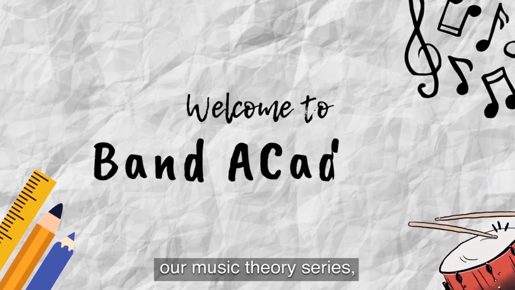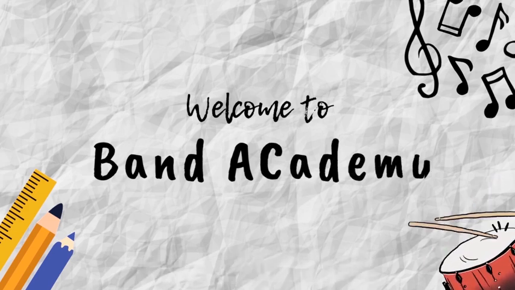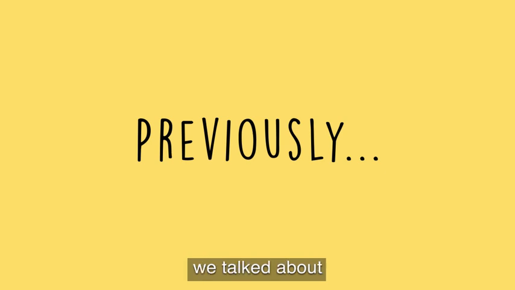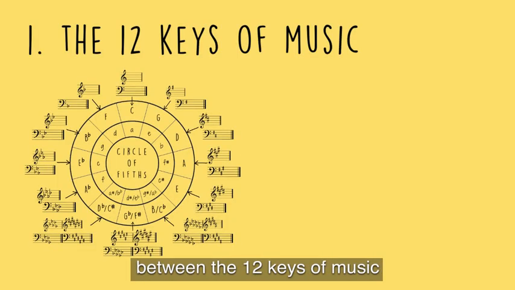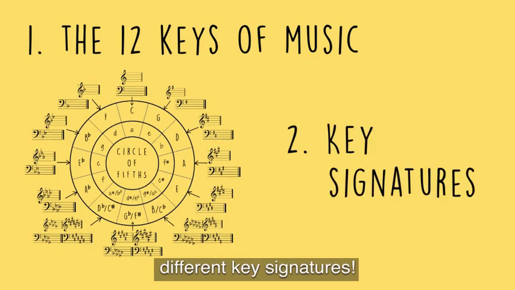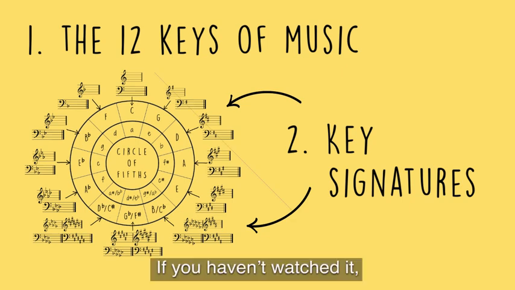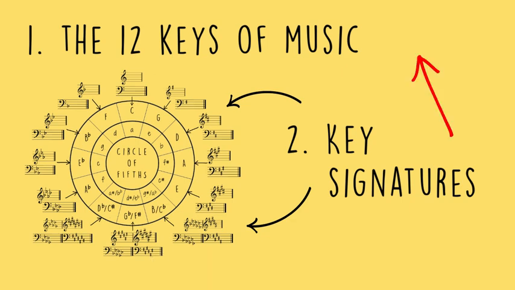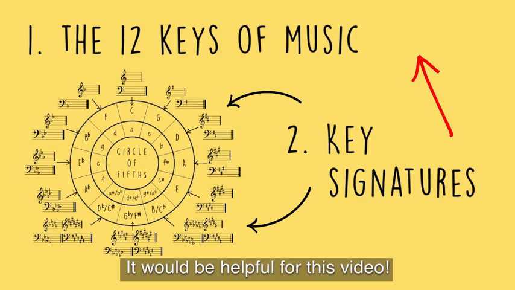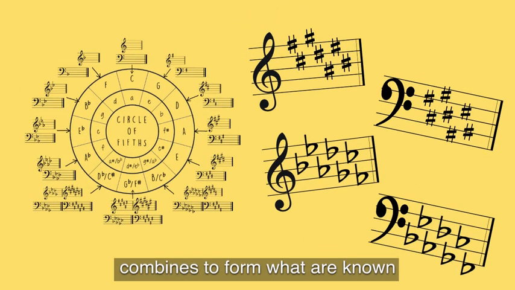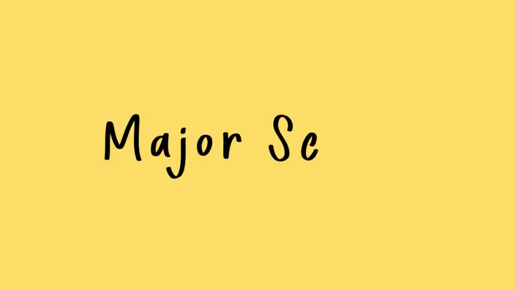Today we'll be wrapping up our music theory series, Band Academy. Previously, we talked about how to differentiate between the 12 keys of music and how to draw the different key signatures. If you haven't watched it, click here. It will be helpful for this video. Now, we will be showing you how all that information combines to form what are known as major scales.